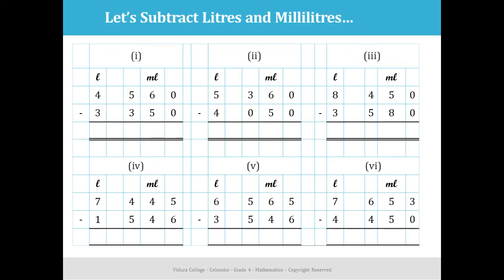Children, now copy down these sums based on subtraction. Pause the video for a while and engage in the activity, and after that we'll check the answers. First one, you have to subtract 3 liters and 350 milliliters from 4 liters and 560 milliliters. You will get the answer 1 liter and 210 milliliters.